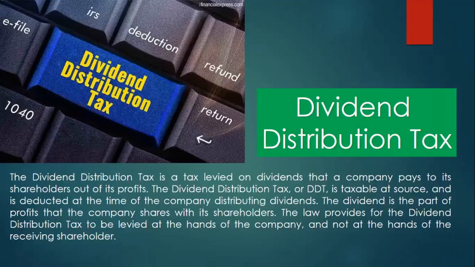Dividend distribution tax. The dividend distribution tax is a tax levied on dividends that a company pays to its shareholder out of its profits. The dividend distribution tax or DDT is taxable at source and is deducted at the time of the company distributing dividends. The dividend is the part of profit that the company shares with its shareholders. The law provides for the dividend distribution tax to be levied at the hands of the company and not at the hands of the receiving shareholder.